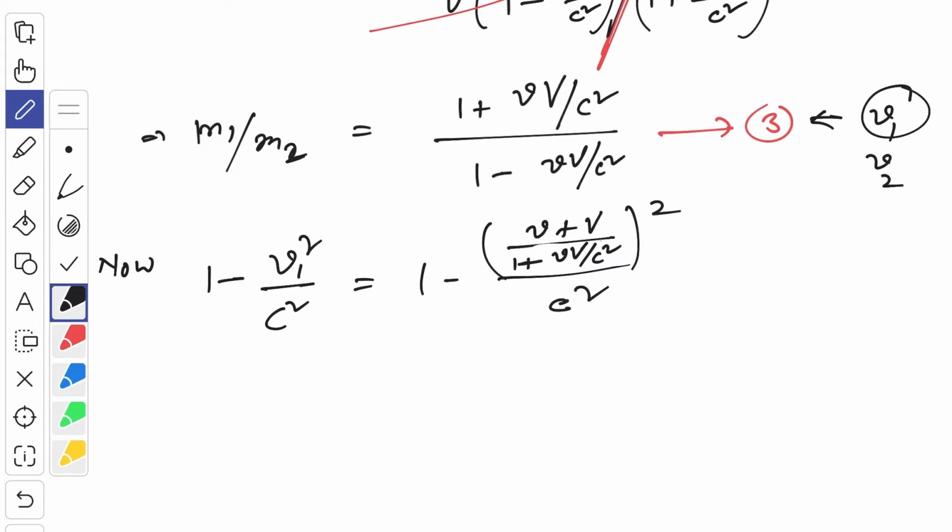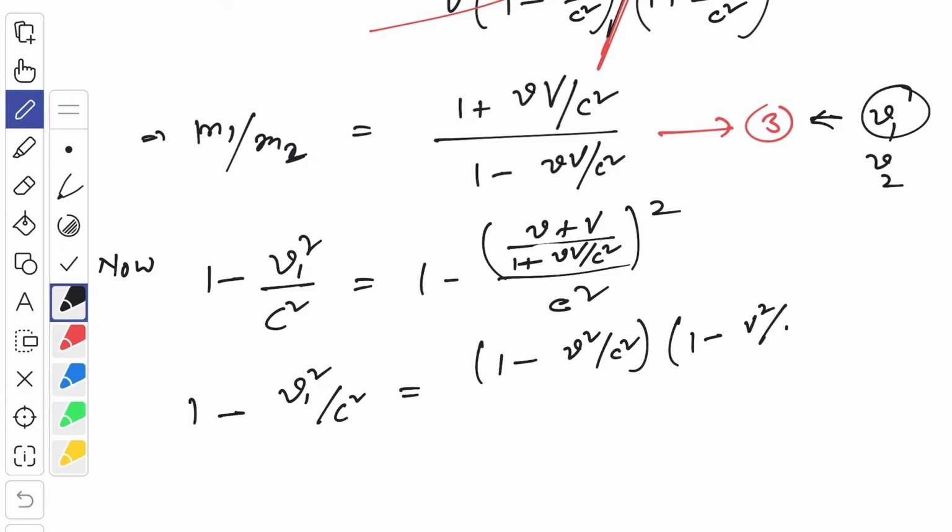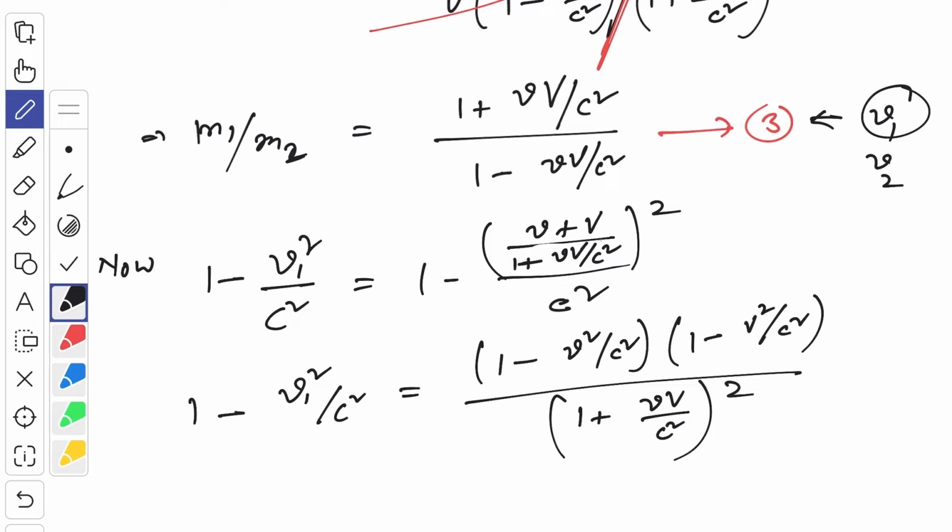Here it will be c square, and after simplification, if you simplify this, then you will get 1 minus small v1 square by c square, that's equal to 1 minus small v square by c square into 1 minus capital V square by c square divided by 1 plus small v capital V by c square whole square. That's what we will get. That will be equation number 4.